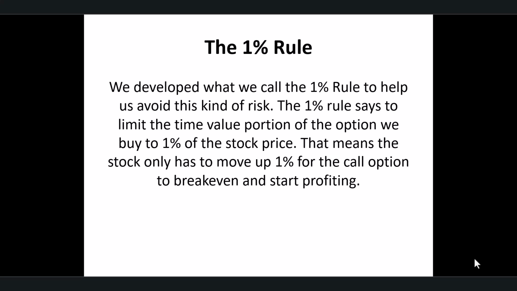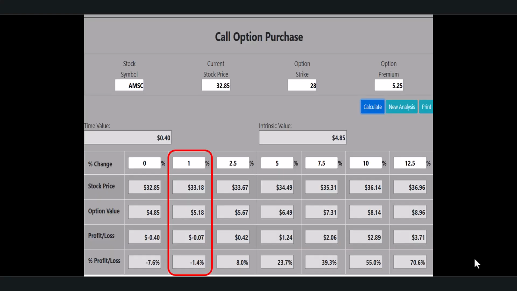We developed what we call the 1% rule to help us avoid this kind of risk. The 1% rule says to limit the time value portion of the option we buy to 1% of the stock price. That means the stock only has to move up 1% for the call option we purchase to break even and start profiting. Now let's take a look at buying the 28 strike call to see if it qualifies for the 1% rule. Here's the call option calculator picture for the 28 call.